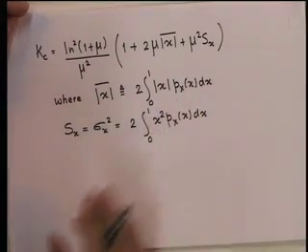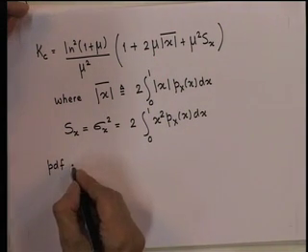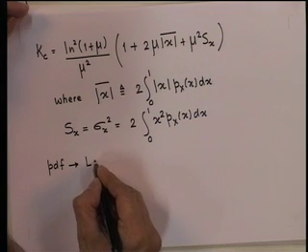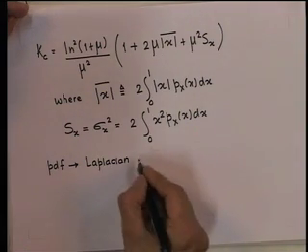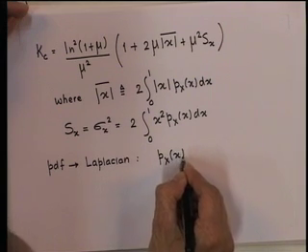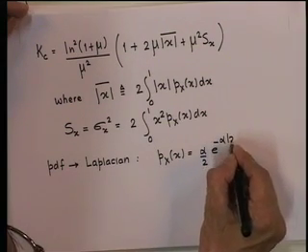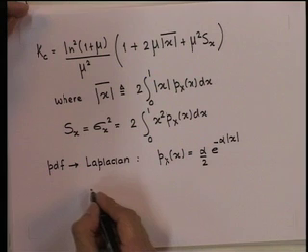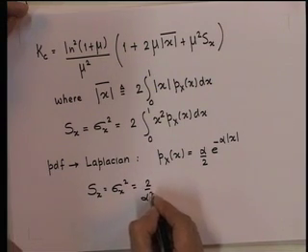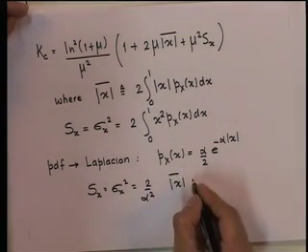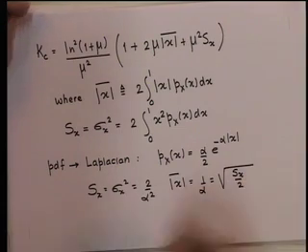Now, empirical results have shown that the PDF of a voice signal is reasonably modeled by Laplacian PDF of the form p x equal to alpha by 2 e raised to minus alpha times mod x, where alpha is a constant, in which case S x is equal to 2 by alpha squared, and average of mod x is equal to 1 by alpha is equal to square root of S x by 2.